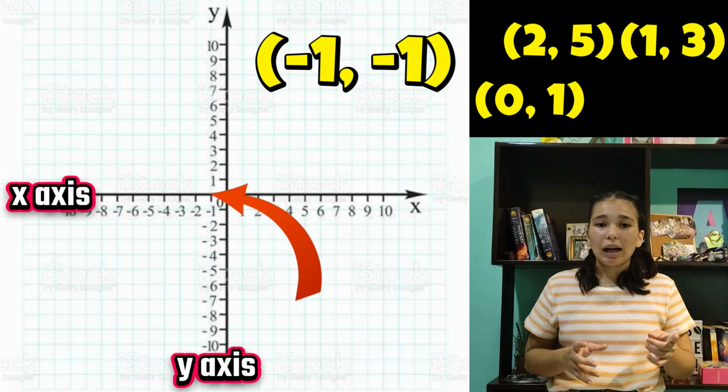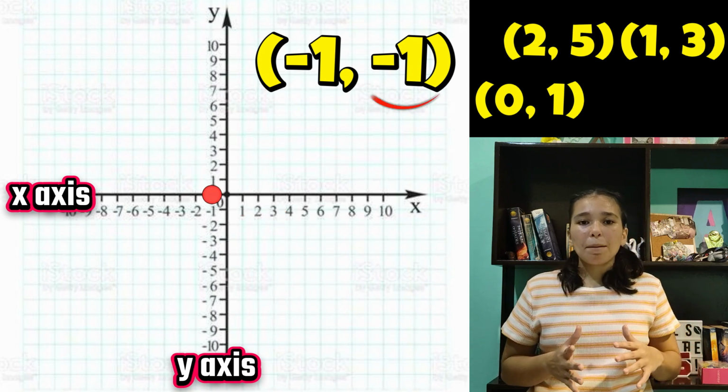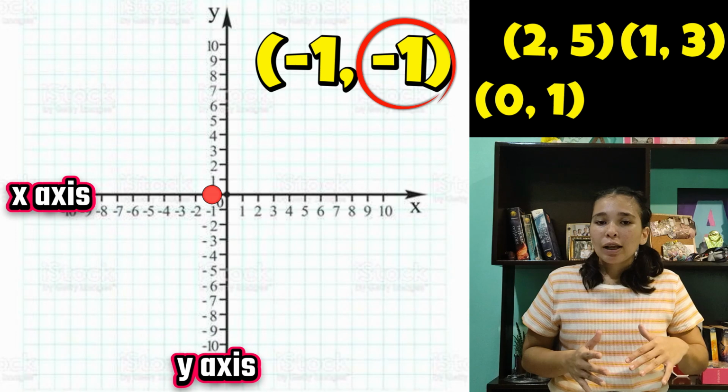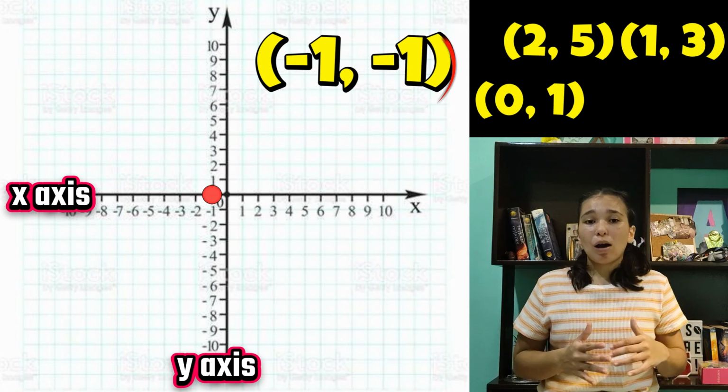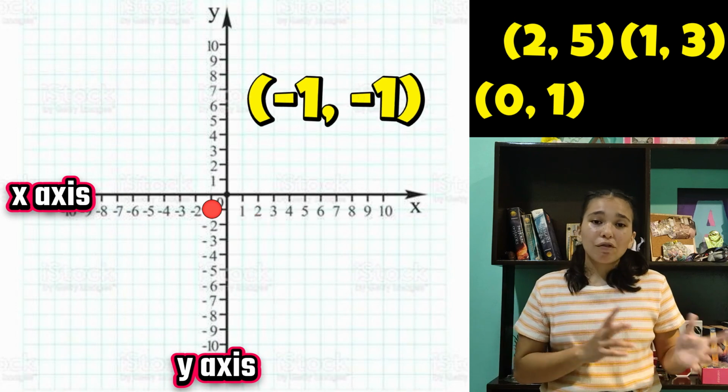So ang point niya kay mag-align sa -1 sa x-axis. And then ang y na part is -1 put. So let's also make sure na ang point niya kay ma-align siya sa -1 sa y-axis. So there we have it, our first point.